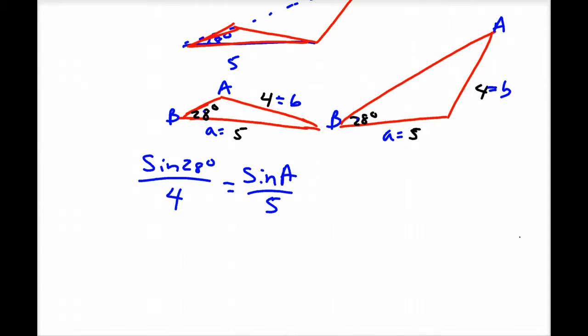Oh, wait a minute. It's the exact same setup. That doesn't make any sense. These are 2 different angles. How in the world am I going to figure out those 2 different angles when it's the same setup? And that takes us back to our unit circle.